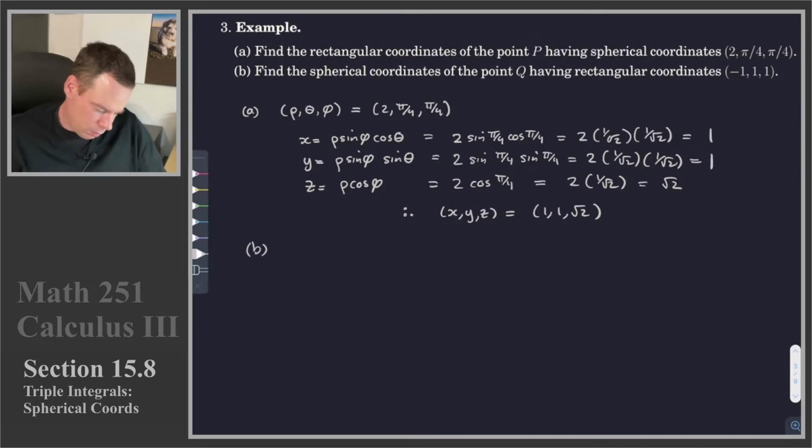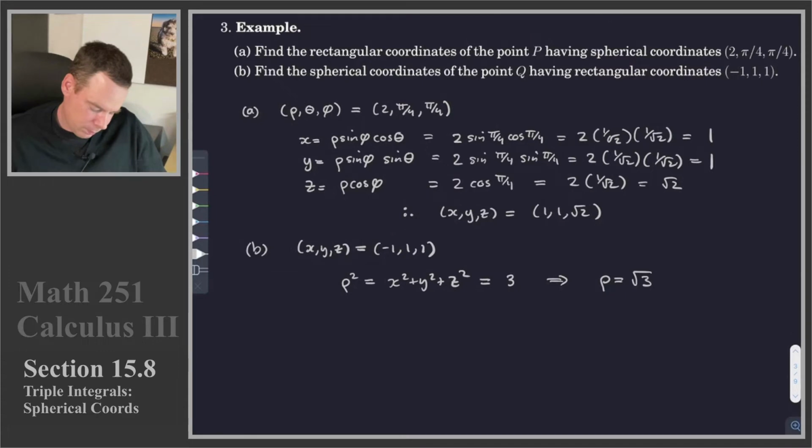How about going in the other direction? Let's find the spherical coordinates of the point with rectangular coordinates x, y, z is equal to -1, 1, 1. So the first thing we note is that rho squared is equal to x squared plus y squared plus z squared. And that is equal to 3. So we have that rho is equal to root 3. Next we have that tan theta is equal to y over x. Y over x, that's 1 over -1, so that's -1.